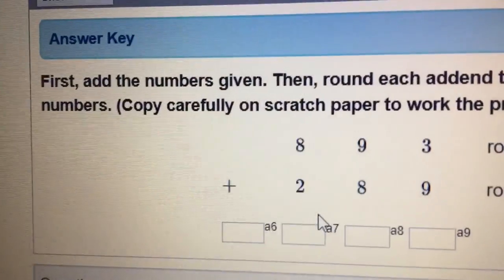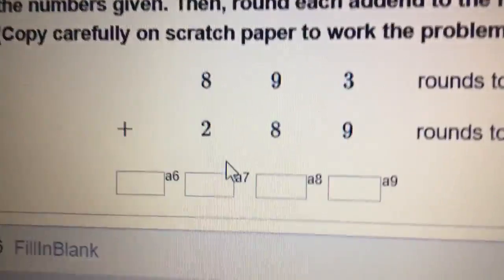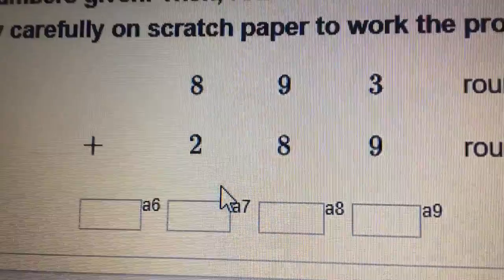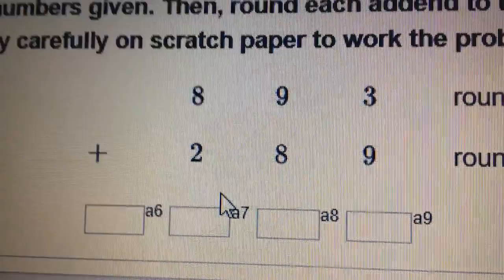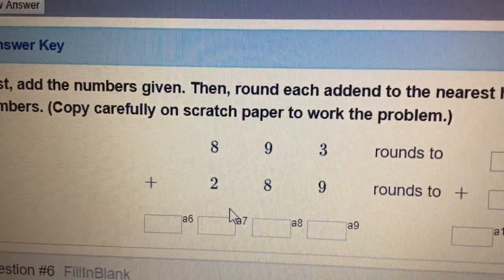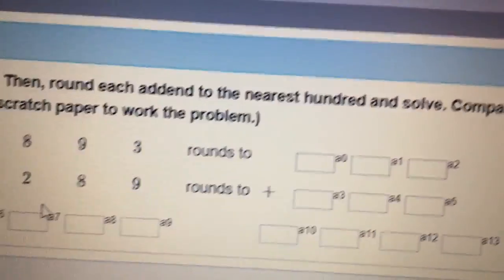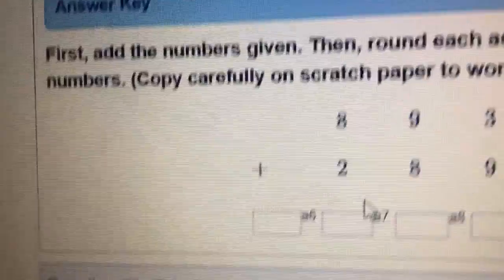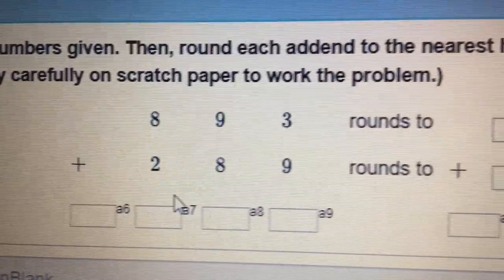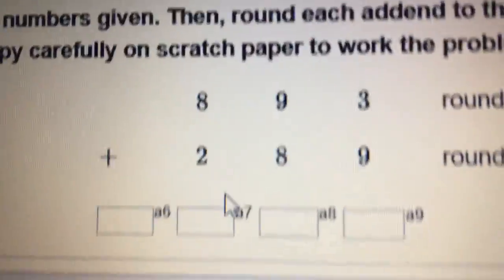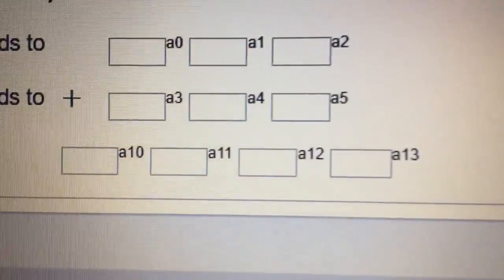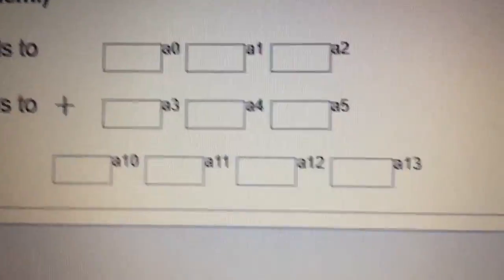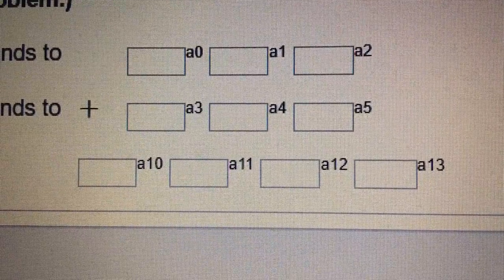Question 5. First, add the numbers that are given right here. 893 plus 289. Then you're going to round the add-ins to the nearest 100 and solve. You're going to compare the rounded numbers. Copy carefully on scratch paper to work out the problem. So you're going to add these ones up, and these ones you're going to round or estimate the sum, and then you're going to type your answers in there.